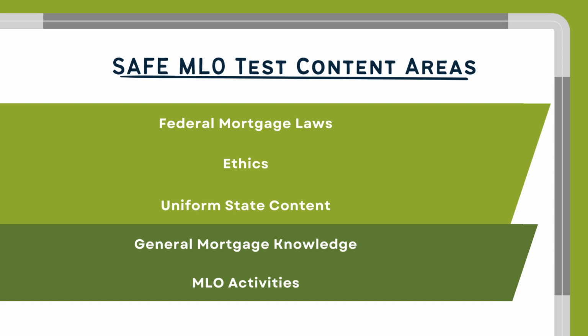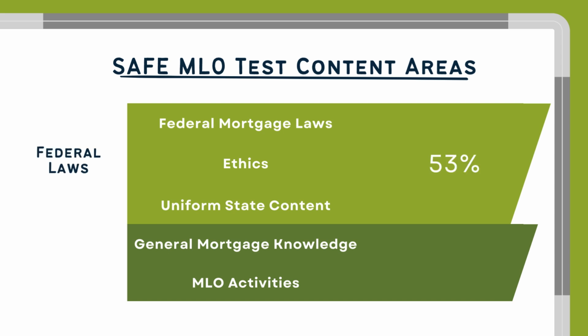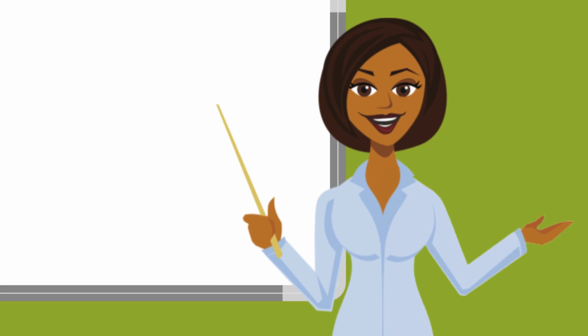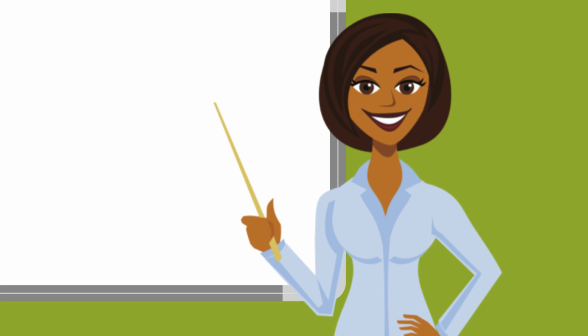The first 3 areas at the top of the list are federal laws, representing 53% of the exam questions. The remaining 2 content areas, general mortgage knowledge and MLO activities, represent 47% of the exam questions. The latter 2 areas focus on the inner working knowledge of the mortgage industry, such as products, programs, and loan origination functions. Now that that's done, you can select which major group you want to tackle first. In another video, we'll discuss in depth how to study federal laws.